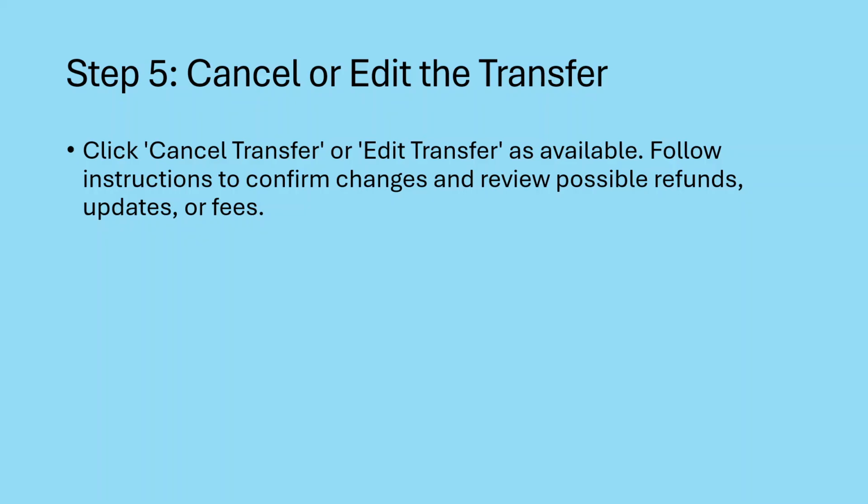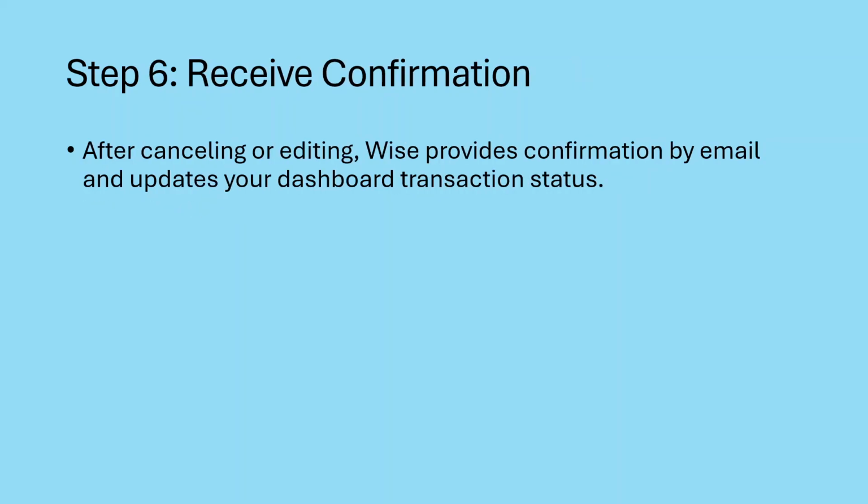Step 5. Cancel or edit the transfer. Click Cancel transfer or edit transfer as available. Follow instructions to confirm changes and review possible refunds, updates or fees. If you do not see this option to cancel or edit, your transfer has already been processed and you cannot edit it. Step 6. Receive confirmation.